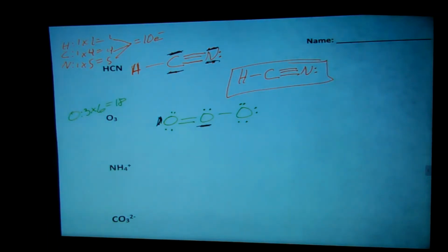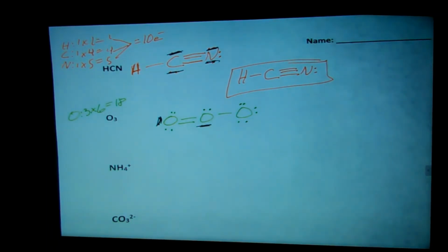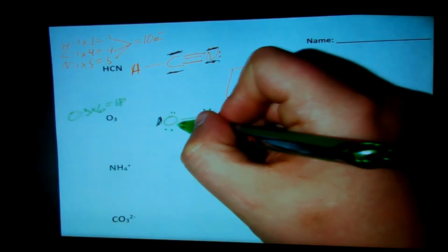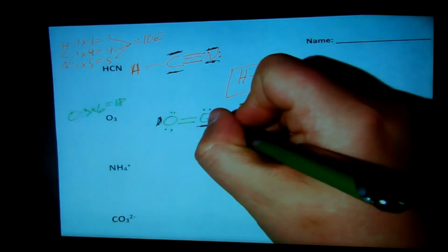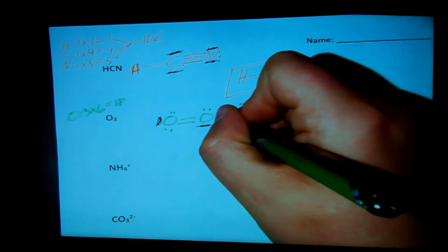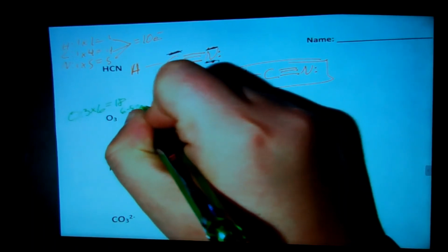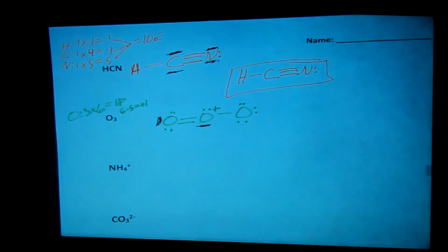But in this, I got to notice something. First off, I got a resonance structure. This could have went over here, so I'll have to represent that in the final answer. Not only that, but we also have an issue. We need to look at the charges here. Oxygen should have 6. On this oxygen, 1, 2, 3, 4, 5, 6. So it's good. But look at this oxygen. Oxygen should have 6. 1, 2, 3, 4, 5. Well, 6 minus 5 is plus 1. So this right here, that oxygen has a positive charge.